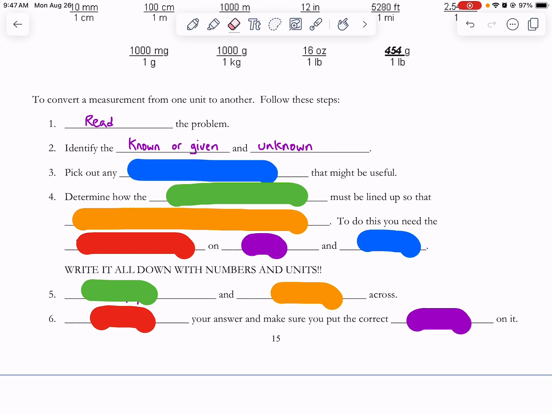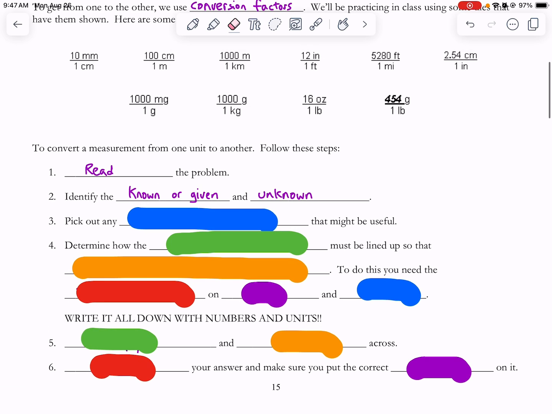And the next thing that we're going to do is look for the conversion factors that are going to be useful, okay? And so if we're converting from meters to kilometers, then a conversion factor that compares pounds and kilograms is really not going to be that useful, right?